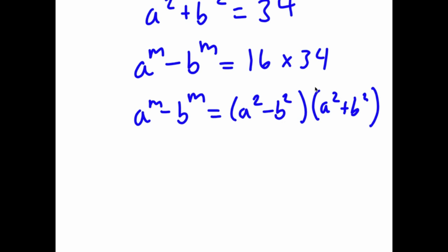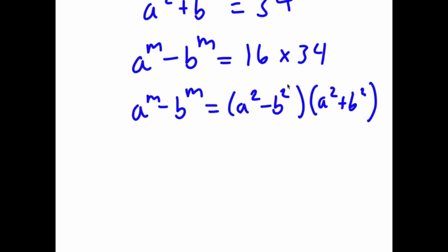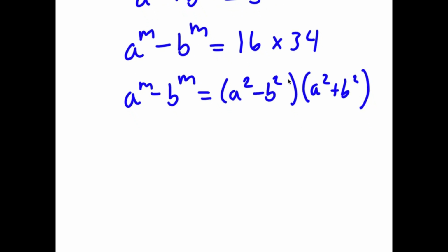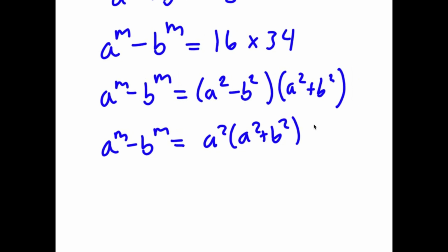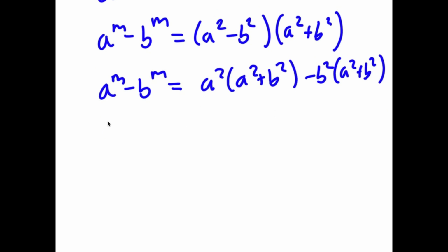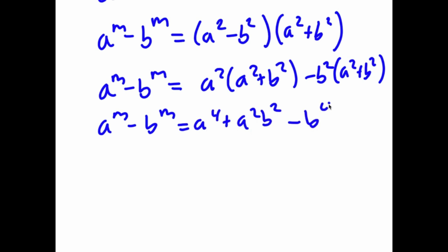Now from here, if I factor out a squared plus b squared, I get a to the power of m minus b to the power of m is equal to a squared times a squared plus b squared minus b squared times a squared plus b squared. And this is the same thing as a to the power of 4 plus a squared b squared minus b to the power of 4 minus a squared b squared.